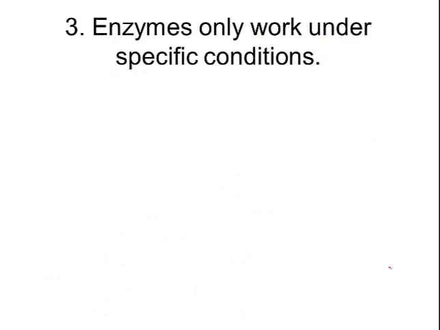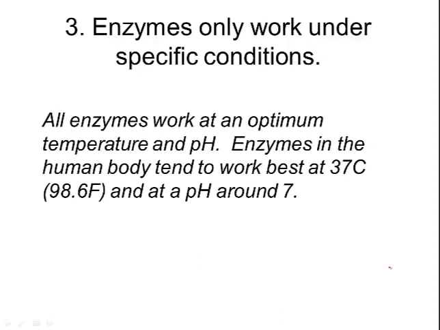Enzymes also, remember, are going to work only under specific conditions. So all enzymes have an optimum temperature and pH. Remember, optimum means best. Enzymes in the human body tend to work best around 37 degrees Celsius. That's about 98.6 degrees Fahrenheit, and at a pH around 7, which is our neutral pH. So most of our enzymes in our body work best in these conditions.